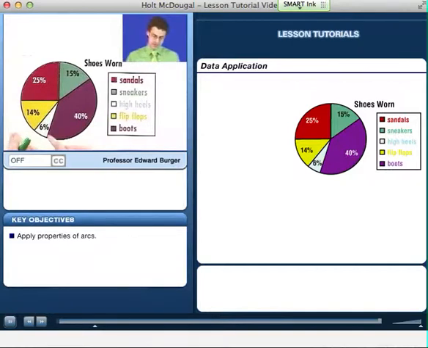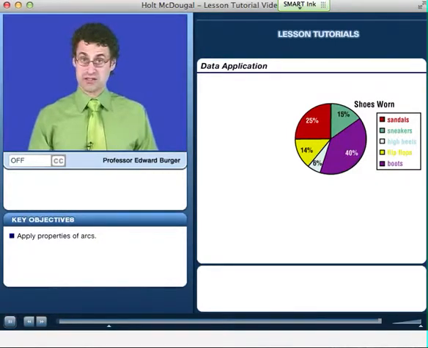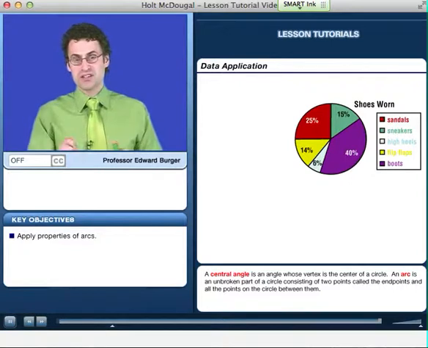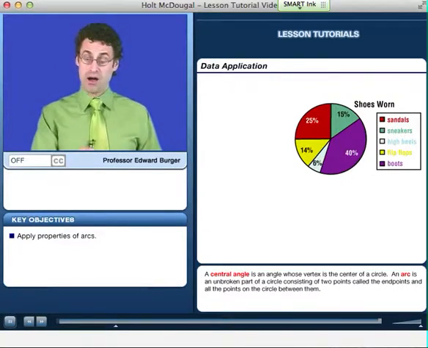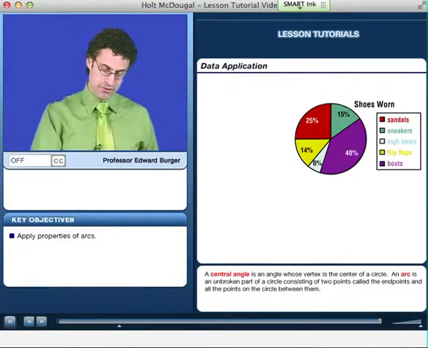But what if we just take a little piece of the perimeter, a little piece of the circumference? For example, this piece, or this piece, or this piece. Well, those are examples of what are called arcs. Arcs of circles, just little snippets, if you will, of the boundary part.